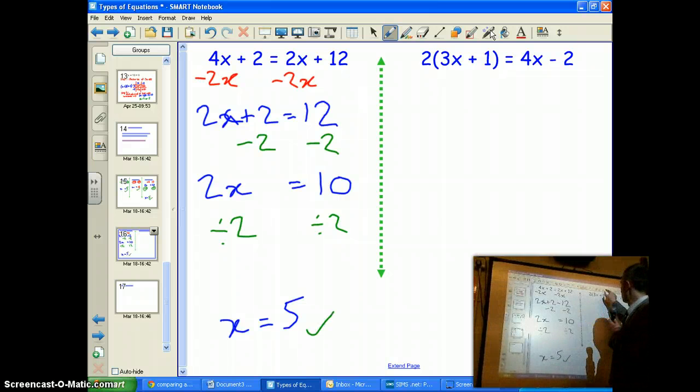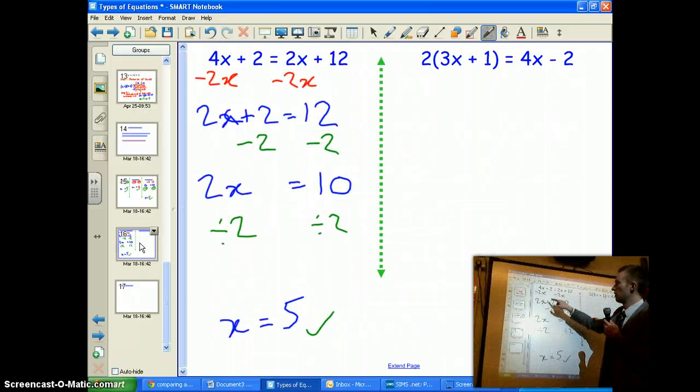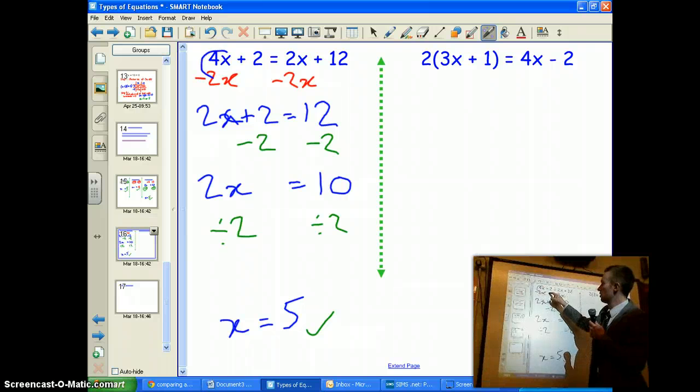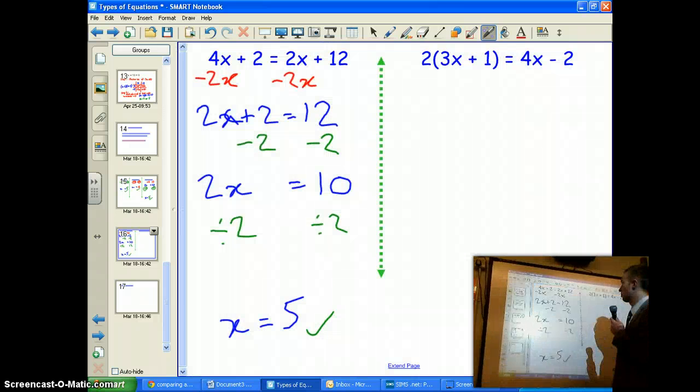So I've got on the left hand side 4 times 5, which is 20, plus 2, which makes 22. Over here, 2 times 5 is 10, plus 12, which makes 22 as well. So I know I've got the right answer.